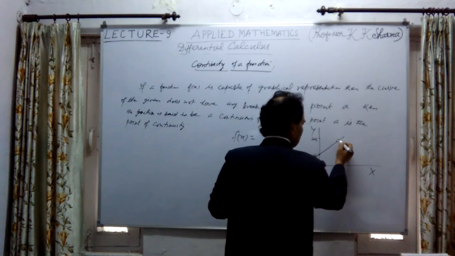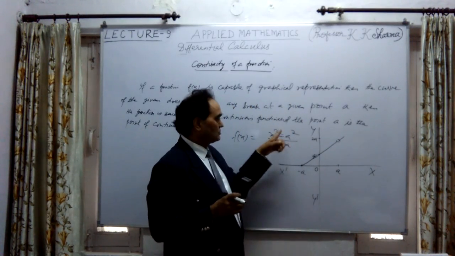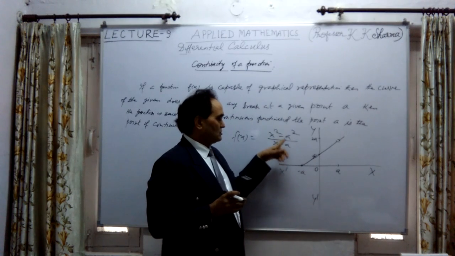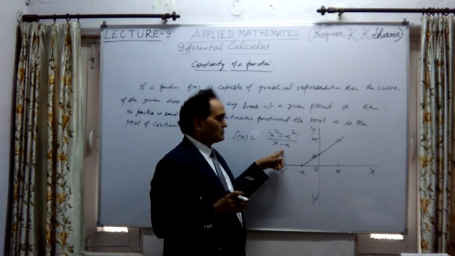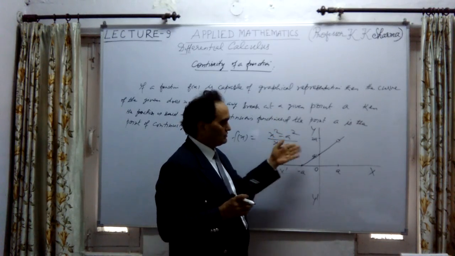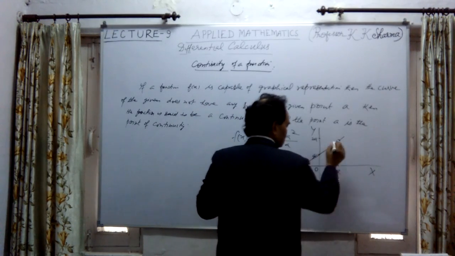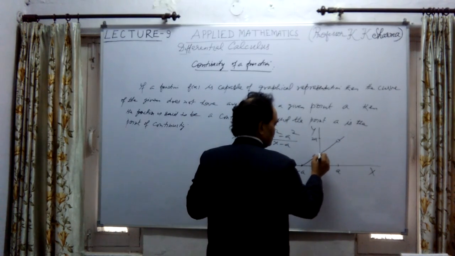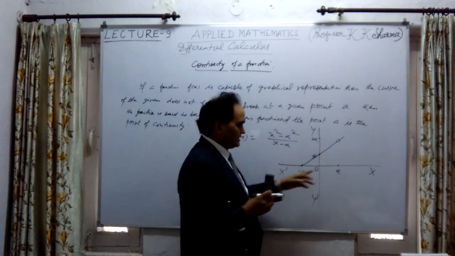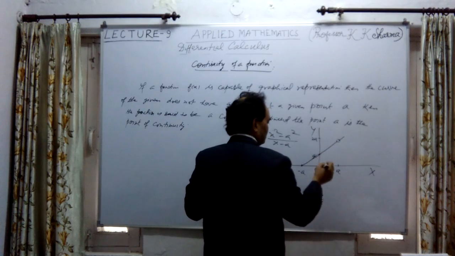At x equal to a, this graph is not defined because this is an indeterminate form of the function given. If x equal to a, then we get 0 upon 0, so the function is not defined at x equal to a. This is a point of discontinuity here. So there is a sudden break here.